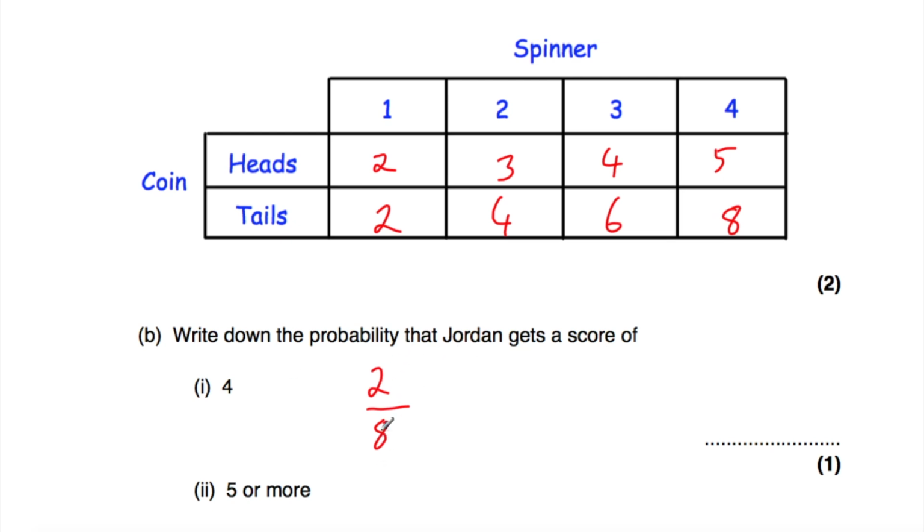Now we could cancel this down. We could divide both of these by 2, and that's equal to 1/4. So the probability of him scoring a 4 would be 1/4, or you could leave it as 2/8 if you wanted to.